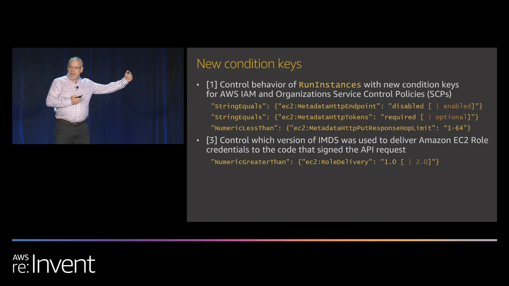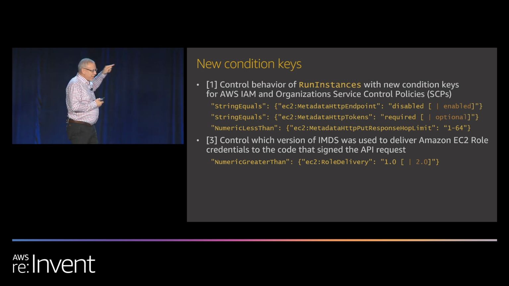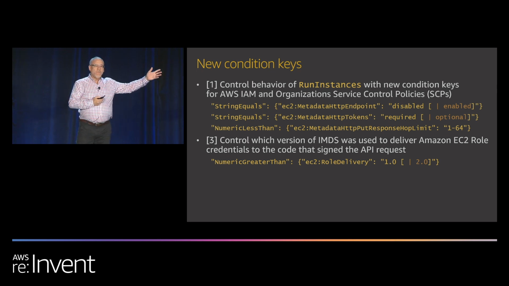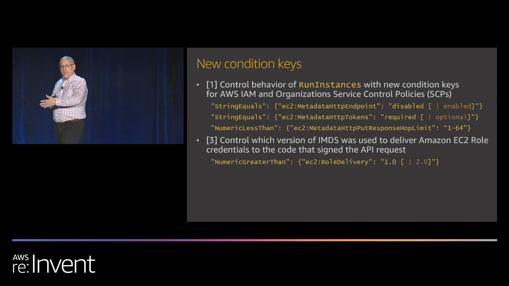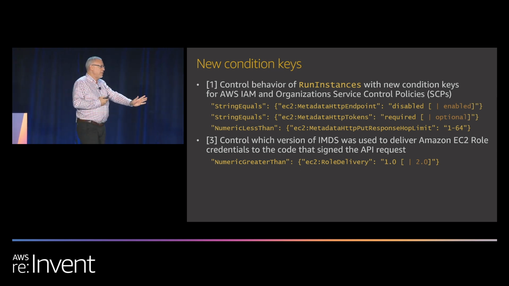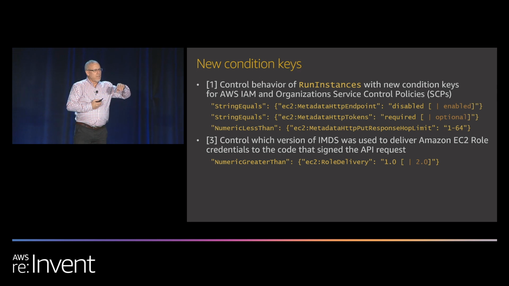In addition, remember that arrow where I showed 1 coming into the EC2 API? And then I also showed this arrow 3 going out. So I've got credentials on the instance, I've signed a request, I'm calling out. In that call, there's a new property called the role delivery, which allows me to write a condition in any Amazon API, EC2 or otherwise, which allows me to distinguish between calls signed with credentials delivered by version 1 or calls signed with credentials delivered by version 2.